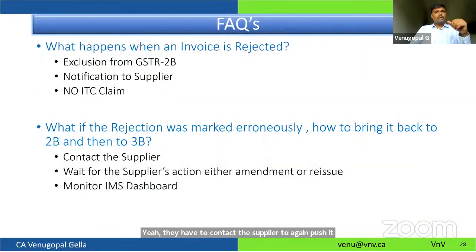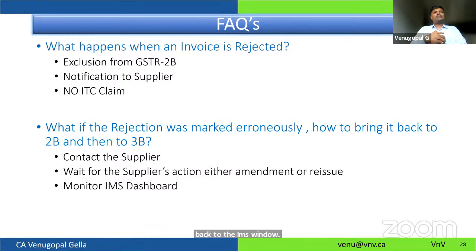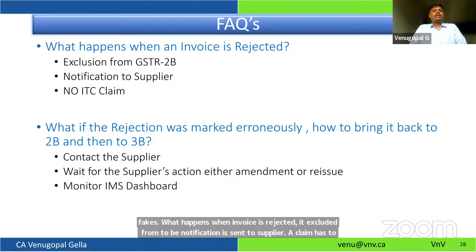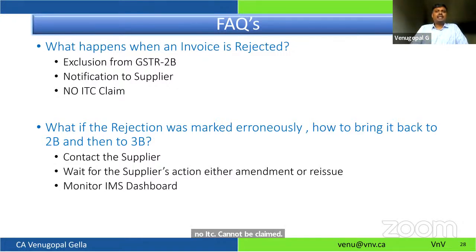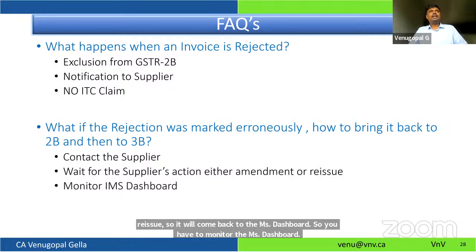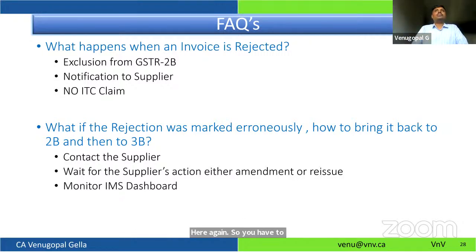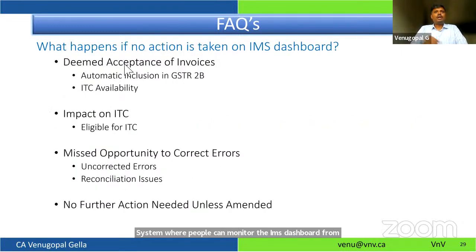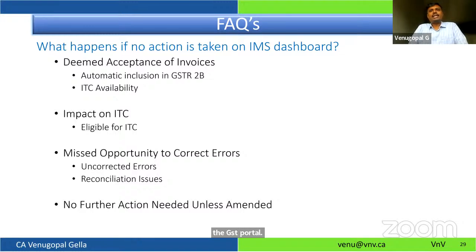So some FAQs. What happens when an invoice is rejected? It is excluded from 2B, a notification is sent to the supplier, and ITC cannot be claimed. And how do I bring it back? The supplier has to take an action, either to amend it or reissue. So it will come back to the IMS dashboard. So you have to monitor the IMS dashboard. Here again, Utkarsh, you have to build this system where people can monitor the IMS dashboard from the GSTN portal. What happens if no action is taken on the IMS dashboard?